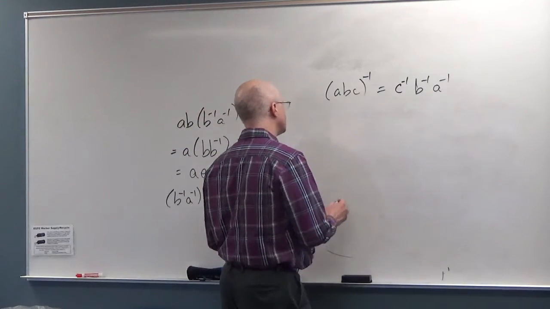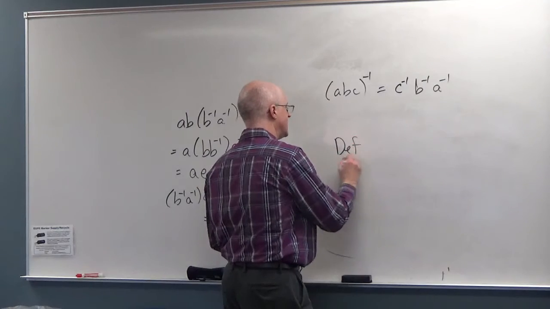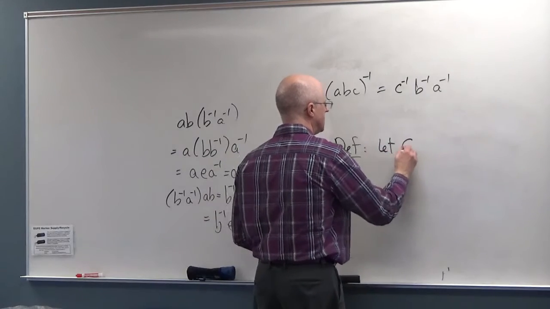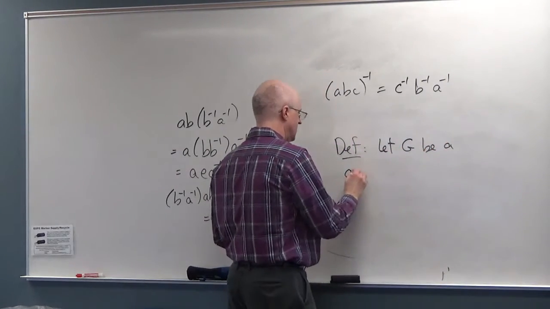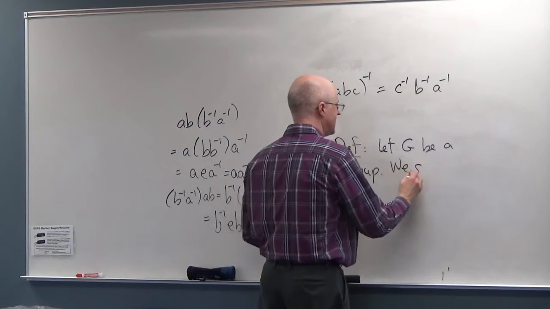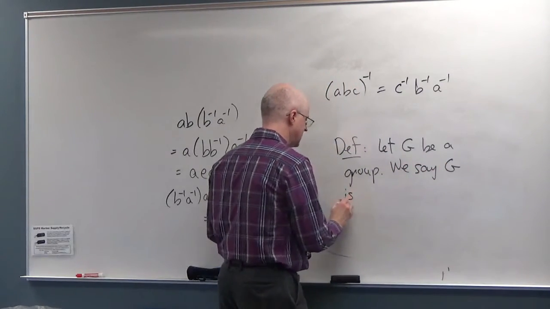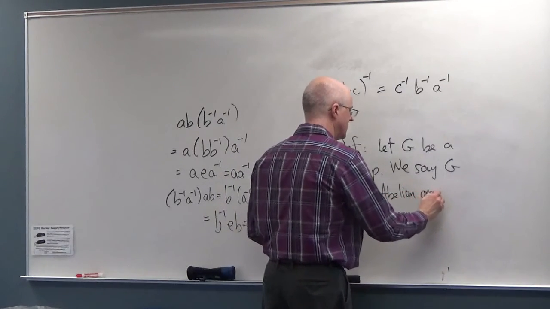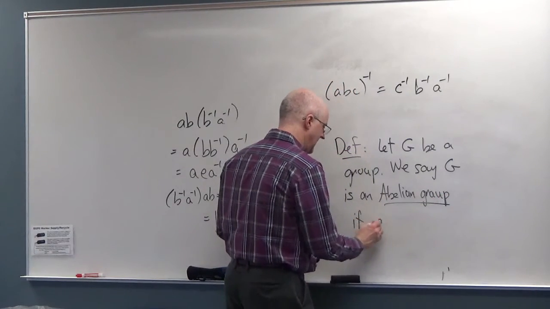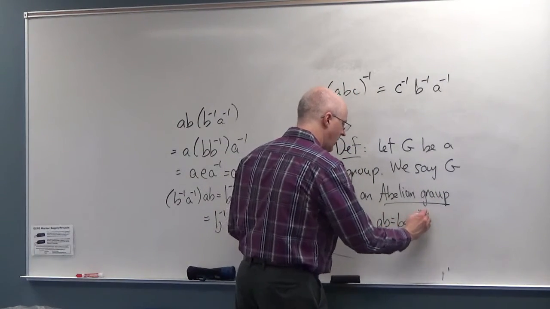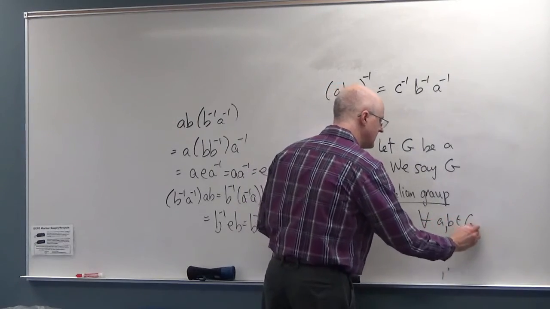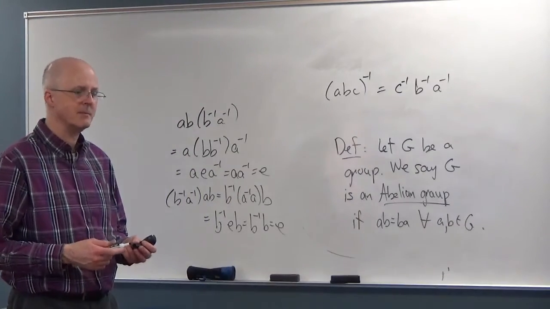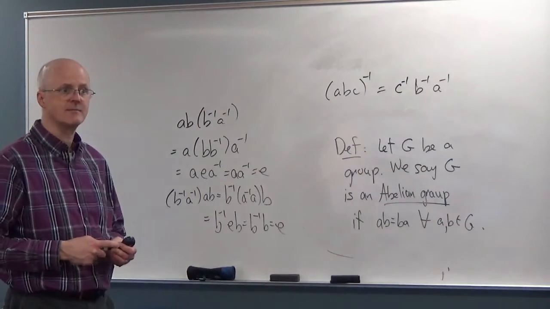Some of the most important ones are. You could say a definition here is, let G be a group. We say G is an abelian group if A times B equals B times A for all A, B in G. If every element commutes with every other element, the commutative property is satisfied.